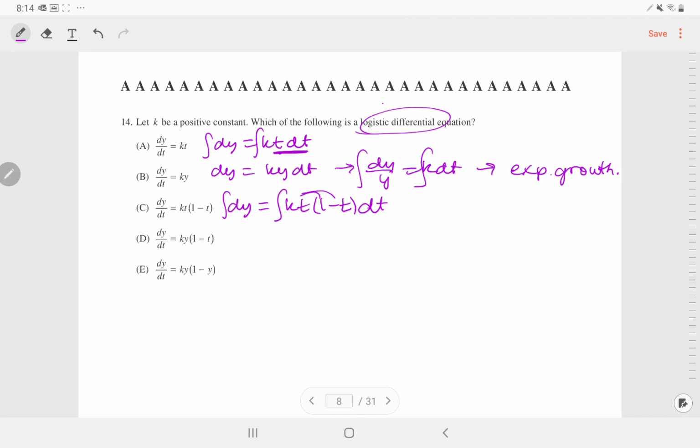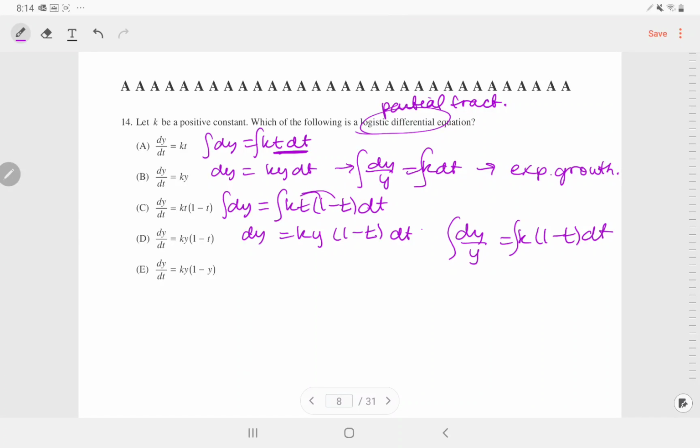Now, logistic, you get partial fractions when you're solving. I don't get partial fractions here. I just distribute and take the antiderivative. So this one is dy equals ky(1 minus t) dt. So that would be dy over y, that looks exponential, equals k(1 minus t) dt. I don't use partial fractions. So this is exponential on this side. You end up getting an exponential.